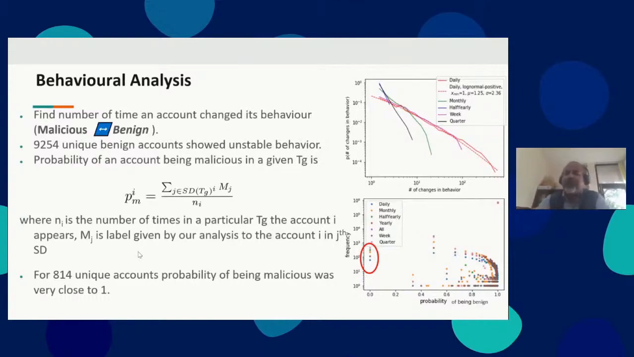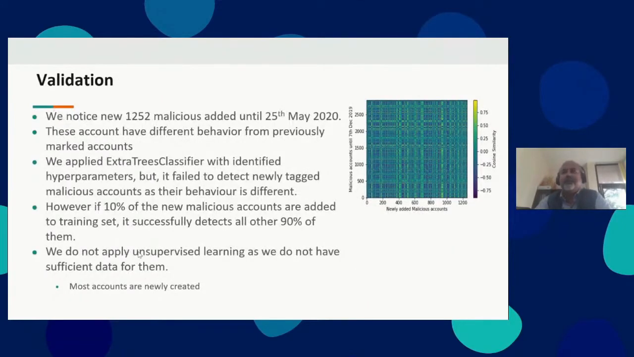But the problem is that we cannot really publish the addresses of these accounts, because they might feel offended that they have been marked malicious just because their behavior kind of looked malicious, right? So that is something we still have to figure out, how to better validate this, and that's something we are doing in terms of ongoing work.